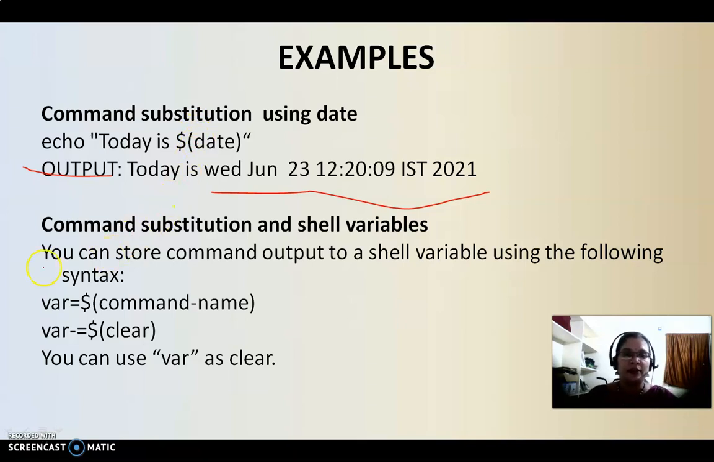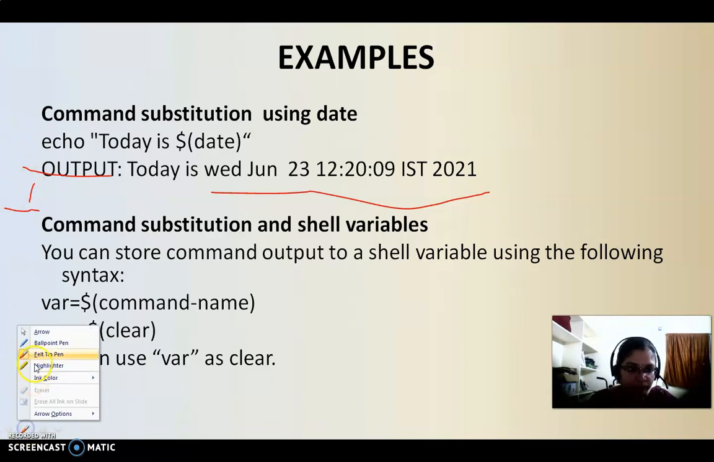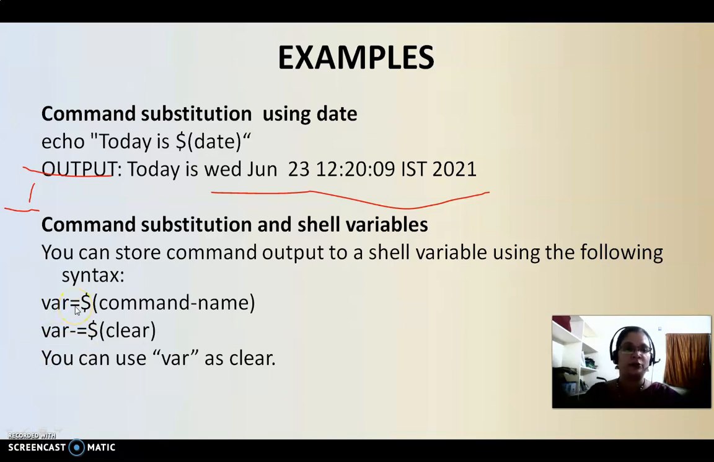We see another example. You can store command output to a shell variable, like output to a variable also. How is it? Now we are going to see. Let us see this. Here the variable is given as equal to $command name. So what is the variable here? The variable is equal to $clear.